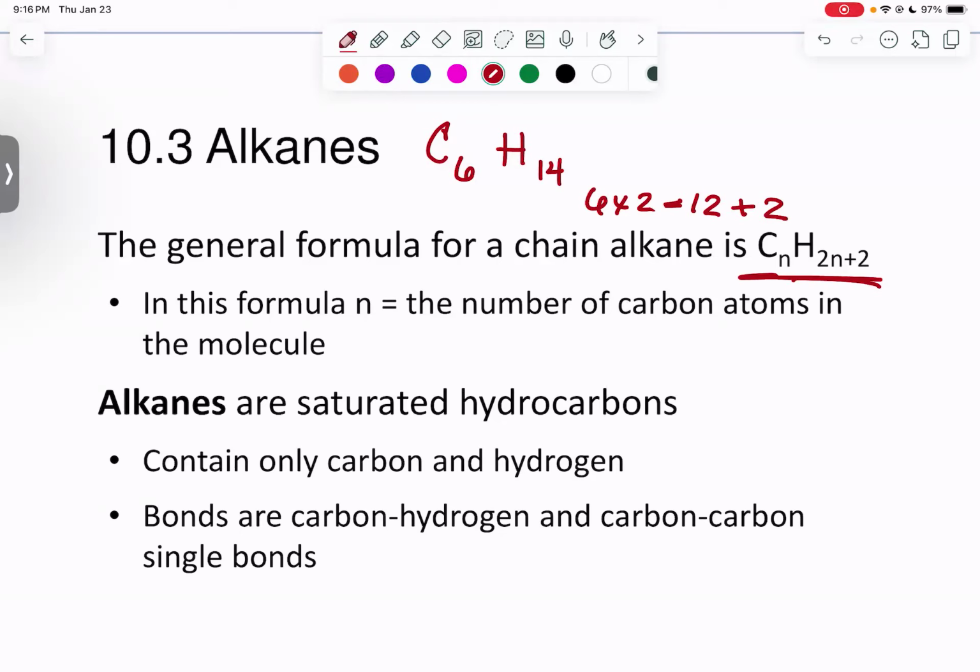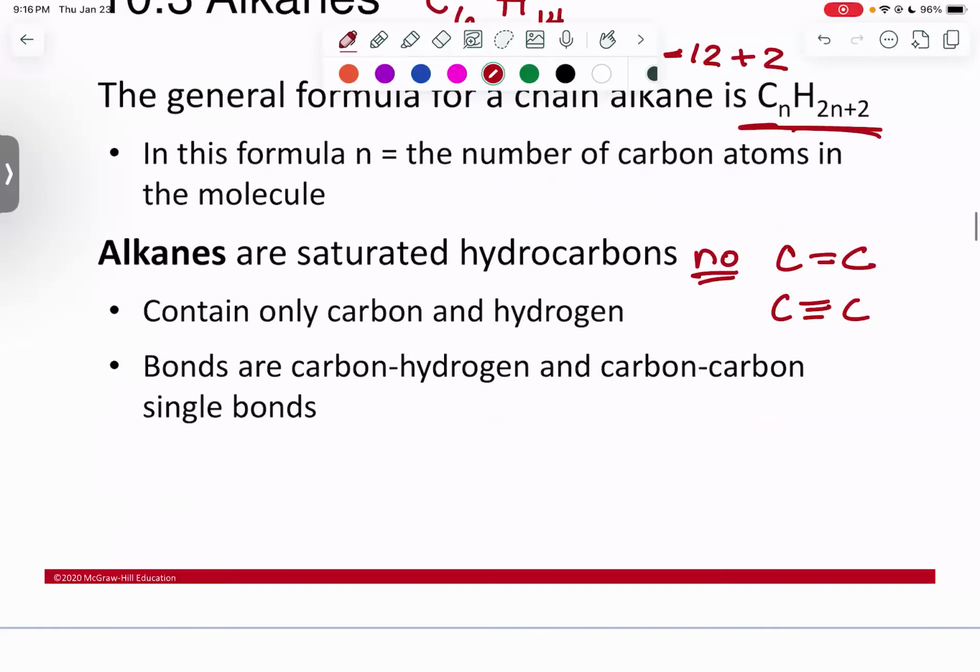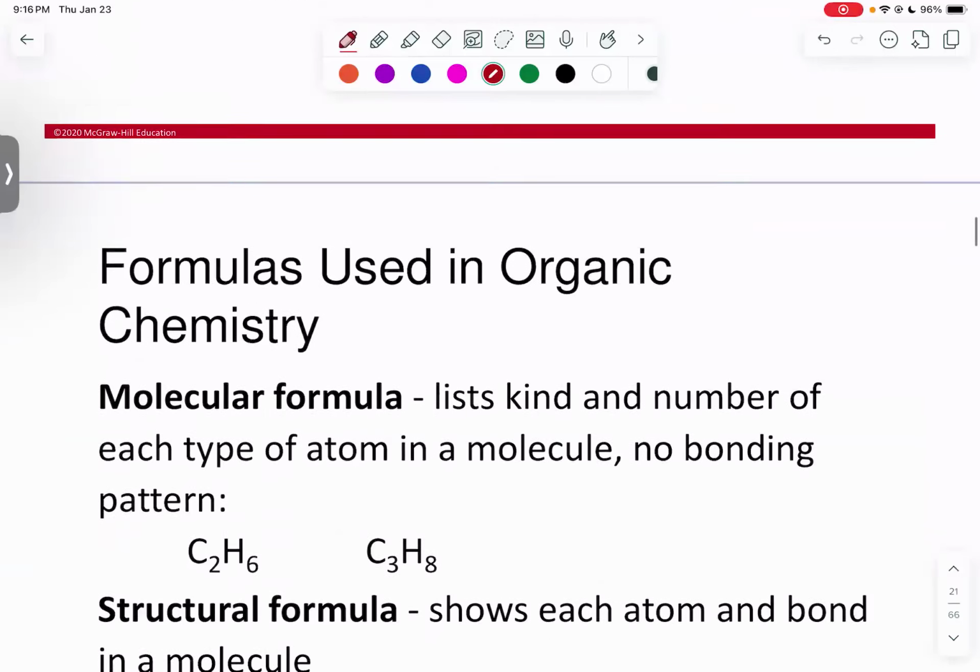And this tells us that alkanes are saturated hydrocarbons. They're nothing but carbons and hydrogens, and there are no carbon-carbon double bonds and no carbon-carbon triple bonds. So they're saturated with the maximum amount of hydrogens possible, which is why we call them saturated.